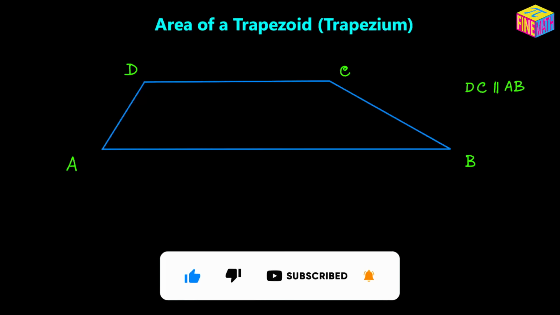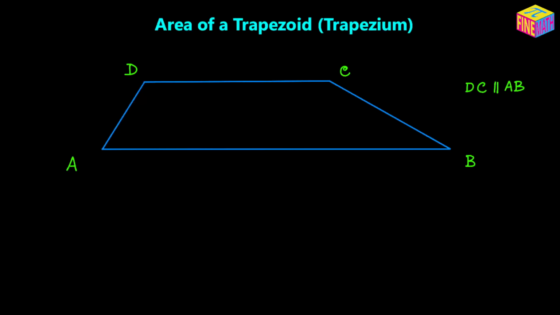In this diagram, I have an example of a trapezoid where the sides AB and CD are parallel to each other. I have made a note of that on the right-hand side: DC is parallel to AB. Now we are going to see how to calculate the area of this trapezoid. For that, we are going to conveniently divide this trapezoid into three separate polygons. Let's see how that looks.